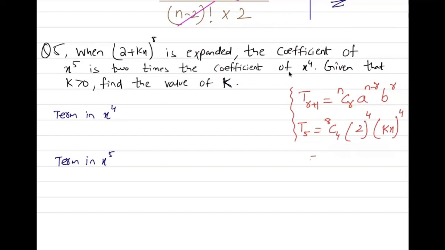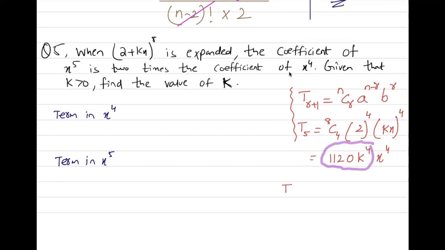So if you simplify this, 8C4 comes out to be 70. 70 times 2 to the power of 4 is 1120. Then k to the power of 4 and x to the power of 4. So this is my term. This is the coefficient of x to the power of 4. Similarly, I'll find the coefficient of x to the power of 5.